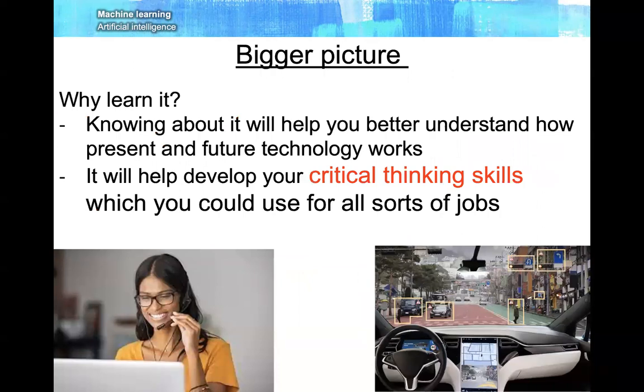Before you learn this, it's important to know why. Why are you learning this? There's two key reasons I pointed out, but there's so many more. For the first one, knowing about it will help you better understand how present and future technology works. And secondly, it will help develop your critical thinking skills, which you can use for all sorts of jobs. And obviously it's growing exponentially, so we are heading that way anyway.